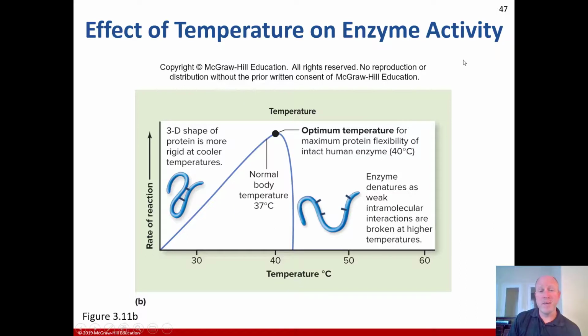The effect of temperature on enzyme activity. We have this three-dimensional shape of the protein. It's more rigid at cooler temperatures, right? As the temperature rises, optimum temperature for maximum protein flexibility of intact human enzymes is around 40 degrees Celsius. We're talking Celsius here. And then the enzyme denatures as weak intermolecular interactions are broken at higher temperatures beyond that. Right about that point, that's when you start seeing denaturing after that.